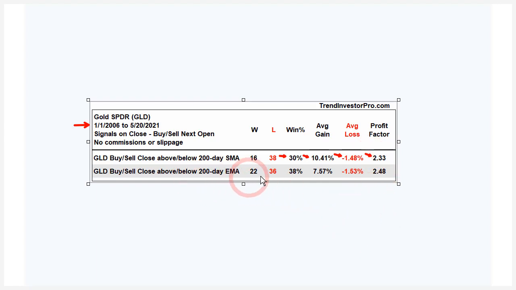And then we look at the EMA, we can see it has a higher win percent, but the average gain is much lower, 7.6%. And the profit factor is a little bit higher than the SMA profit factor. So overall, I'll give this a push. They're pretty much equal.